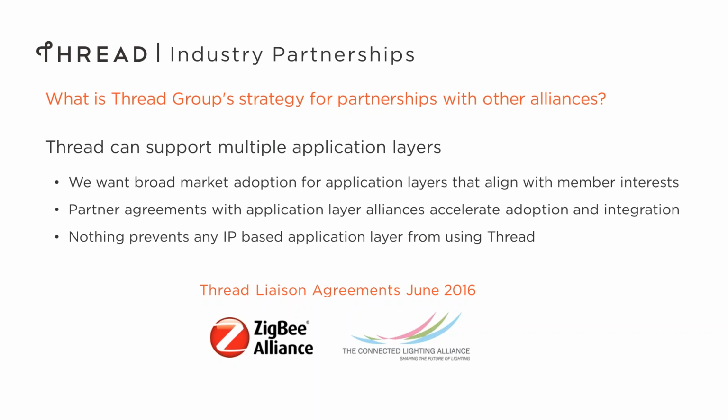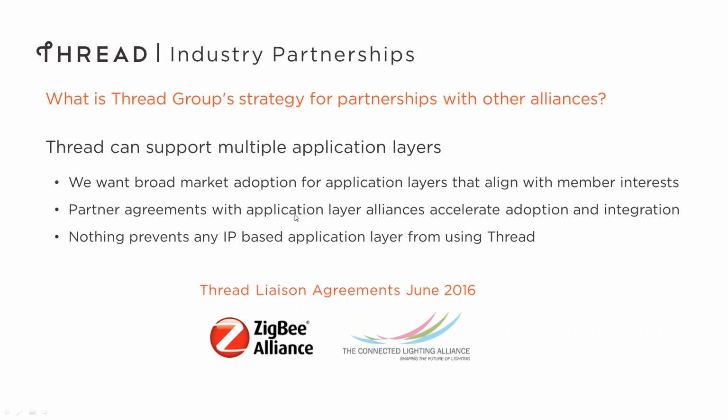With that being said, Thread also recognizes that our members are driving towards having complete solutions, and what we can do to enable quick time to market or easier implementation is to work with other alliances in the industry through partnerships to provide a complete solution. Thread, again, supports multiple application layers, and we really want broad market adoption for application layers that align with our members' interests and growing Thread in the connected home market. So we have partnered with a couple of alliances to provide a more streamlined approach to delivering a combined solution. However, nothing prevents any other alliance that has an IP-based application layer from using Thread. The agreements we have in place today are with the Zigbee Alliance and with the Connected Lighting Alliance.